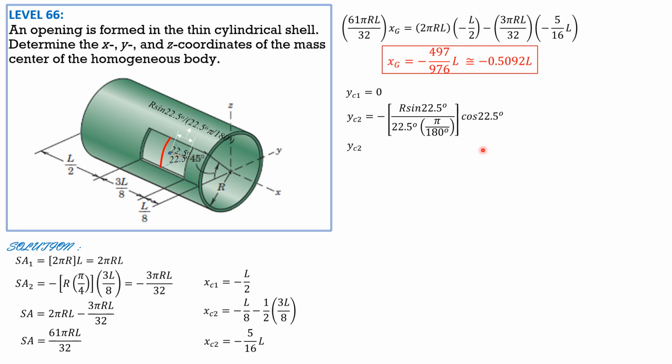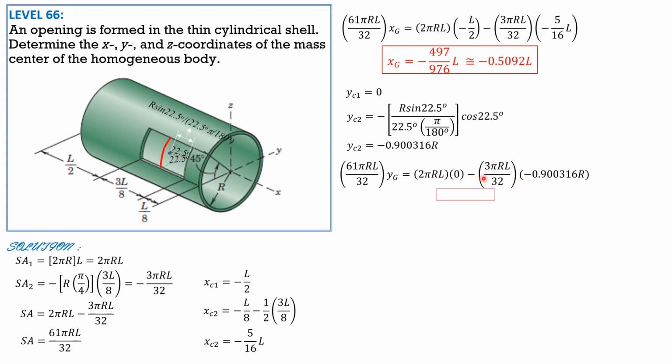degrees. In decimal, y sub c2 is negative 0.900316 r. By Varignon's theorem, 61 pi RL over 32 times y g equals 2 pi RL times 0 minus 3 pi RL over 32 times negative 0.900316 r. So cancel pi RL again, then solve for y g. y g is positive because this is positive.